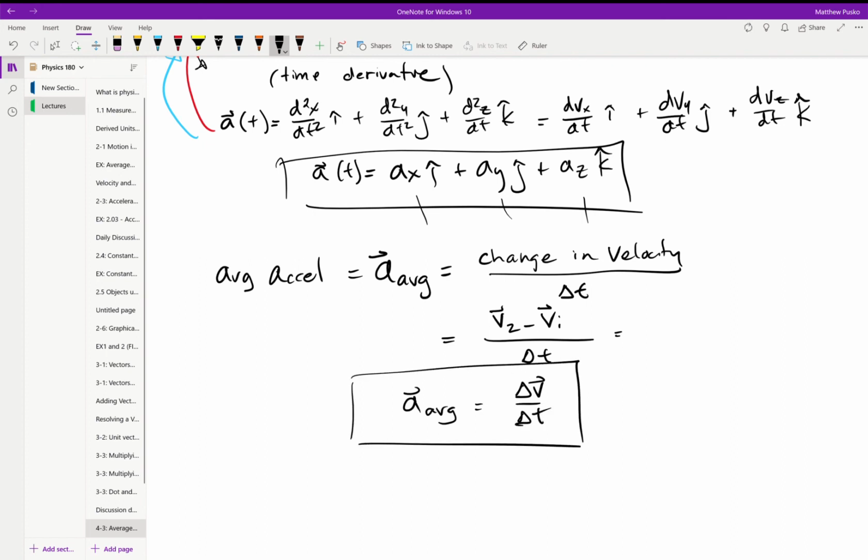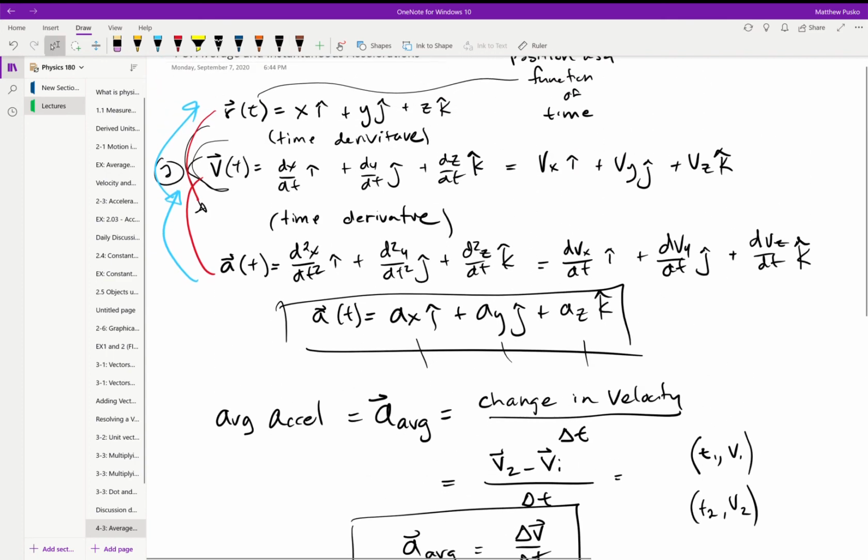So if you know something's v at some time t, and at some different time what its v is, or velocity, then we would use an average acceleration. If we had something given to us as a function of time, we would take time derivatives.